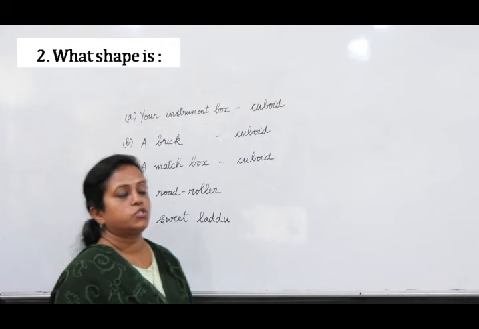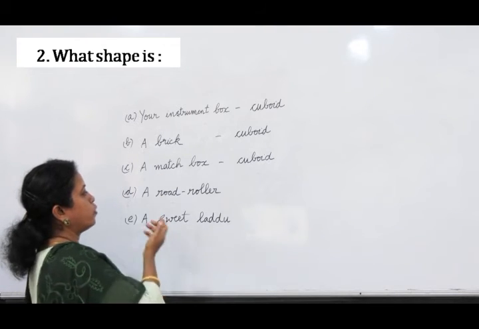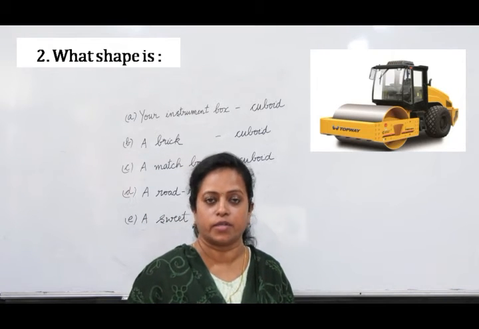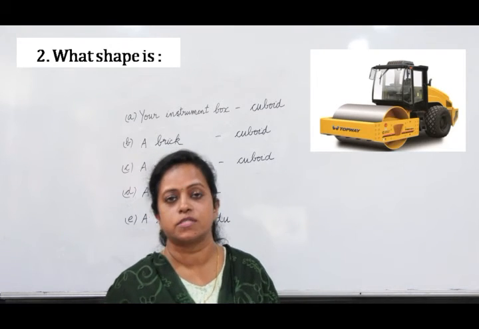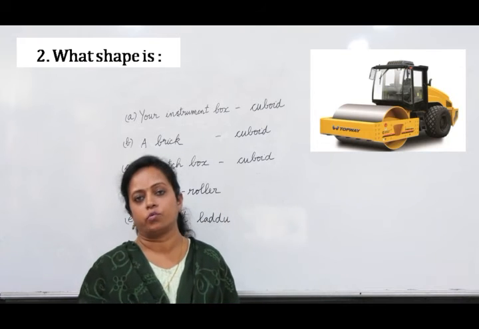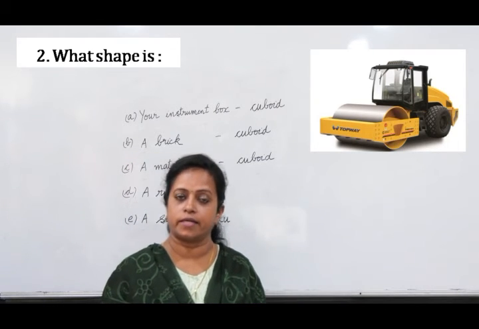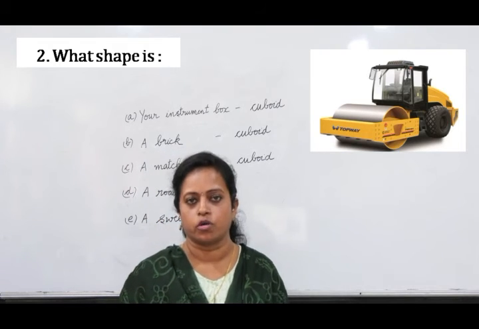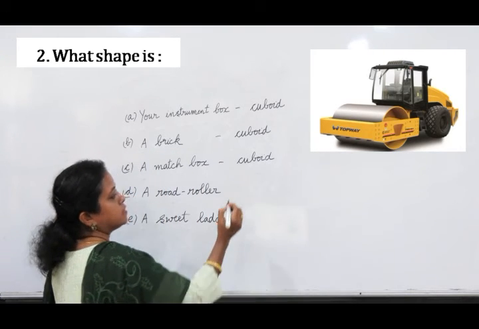Option D: you have to identify the shape of a road roller. You must have seen road rollers during the construction or making of roads. You must have seen the front part of the road roller, which is in the shape of a cylinder, which rolls over the road and levels it. So what shape is it? It is a cylinder.